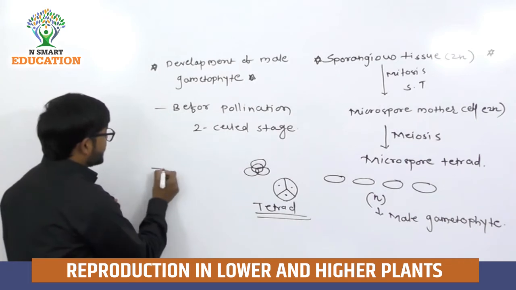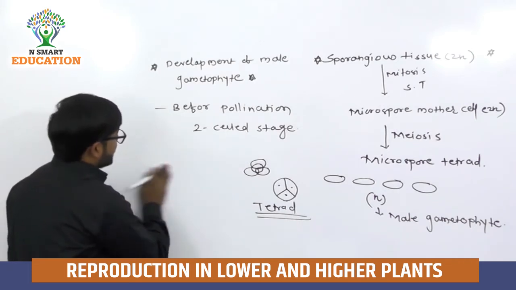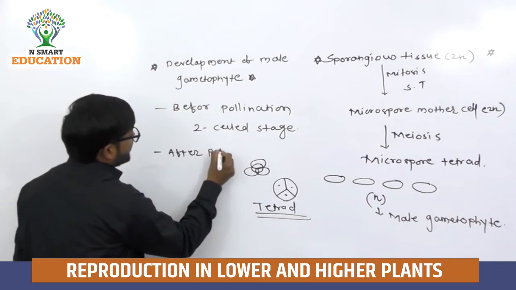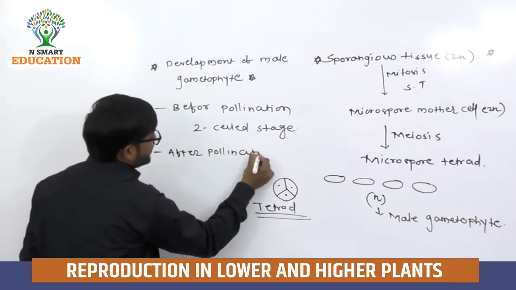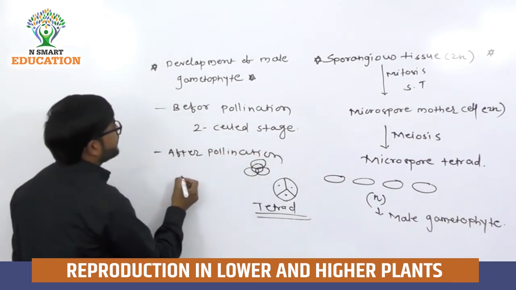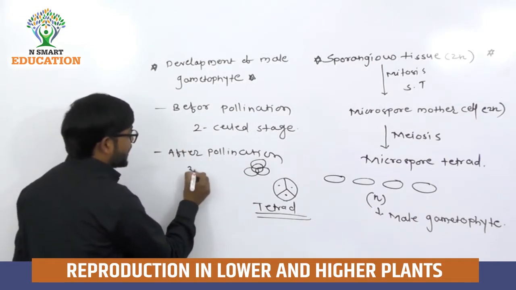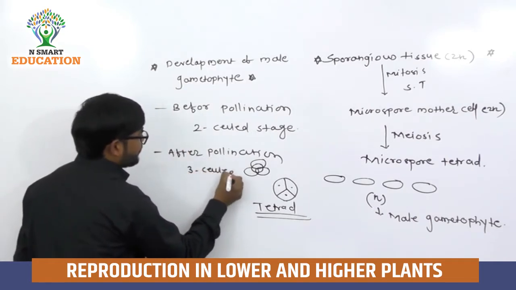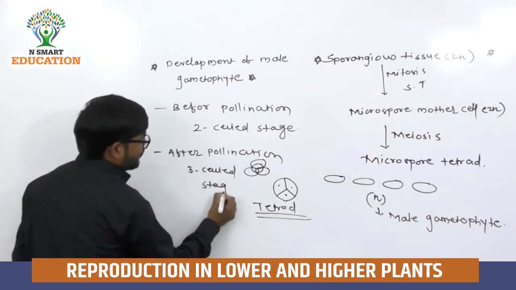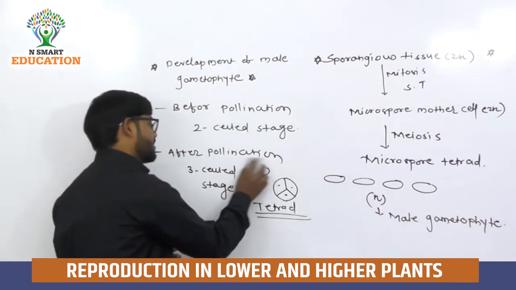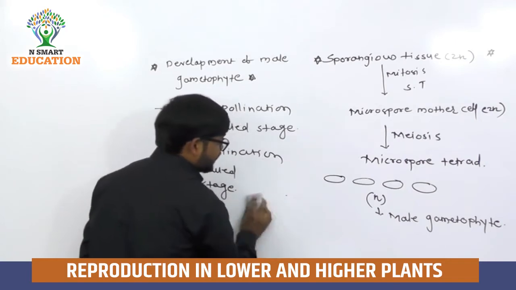But next, after pollination, the structure of the pollen grain or male gametophyte, particularly inside it, will become a 3 cell stage. So this is very important here. This is a tetrad structure. This is a tetrad structure of the microspore.